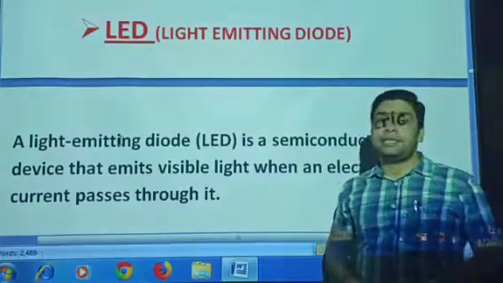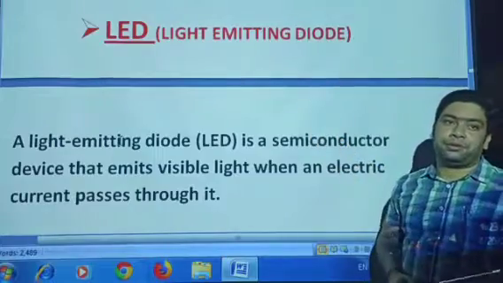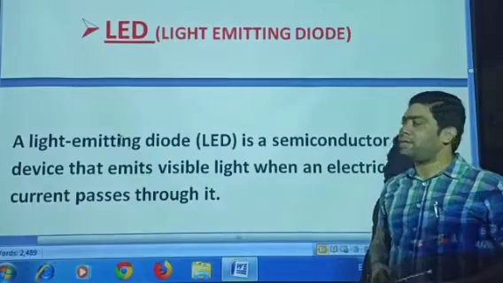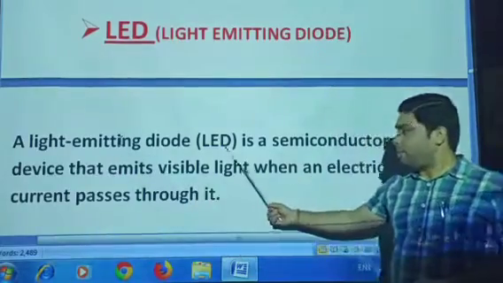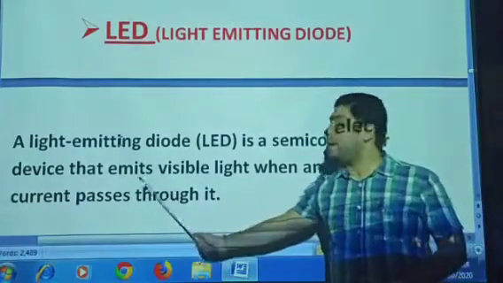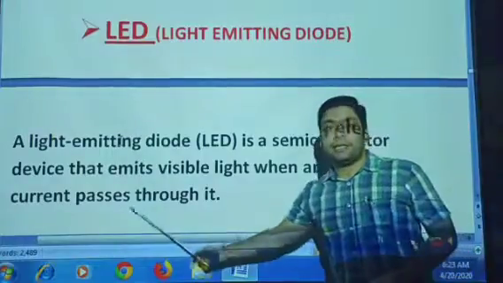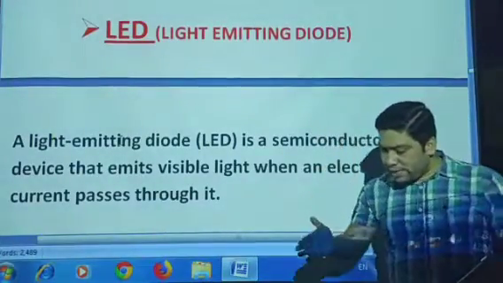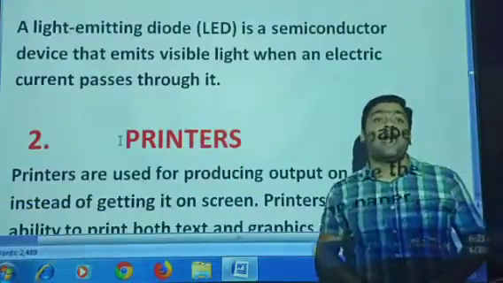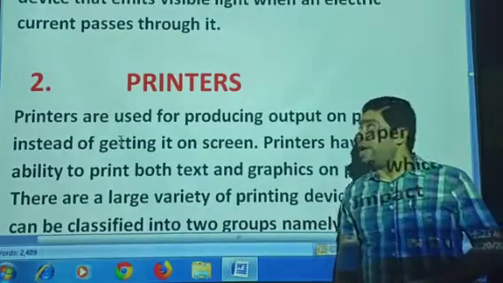Now the next one is LED, light emitting diode. What is this? Actually it is a type of LCD but in a more advanced way. A light emitting diode, LED, is a semiconductor device that emits visible light when an electric current passes through it. That means one LCD is there and the electrons come up to it and it emits different images and resolution. That is called LED.